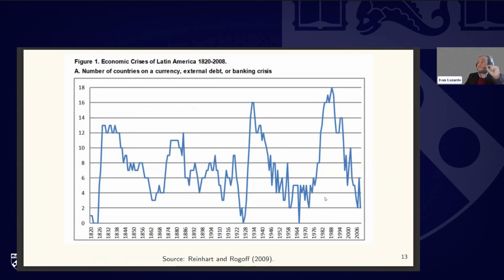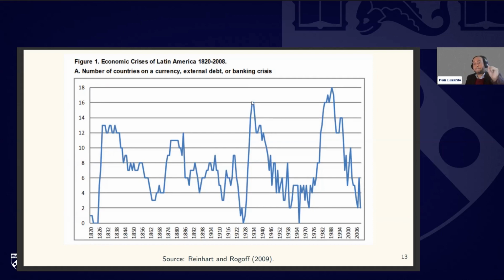This is a figure from a very influential article by Reinhart and Rogoff where they basically mapped the number of crises in Latin America's history. And what the figure displays is the number of countries in a financial crisis for a given year. So what we have is that, for instance, in 1826, we have 13 countries suffering a financial crisis. We can see that the number of countries that we can classify into the category of suffering a financial crisis after the Depression was 16, essentially almost all countries in Latin America.